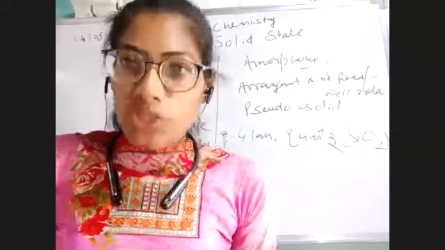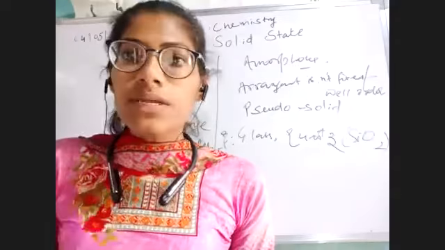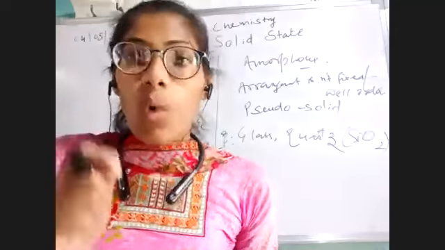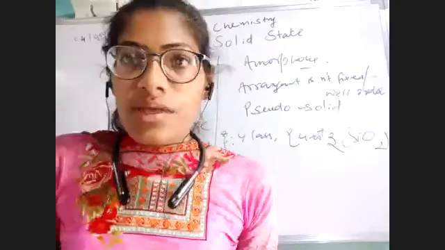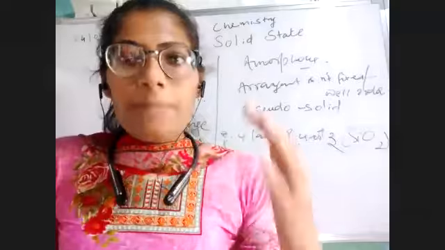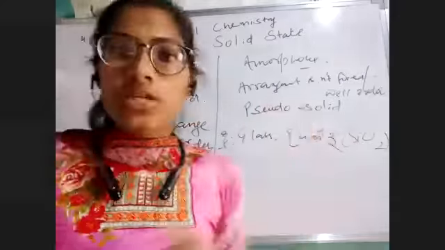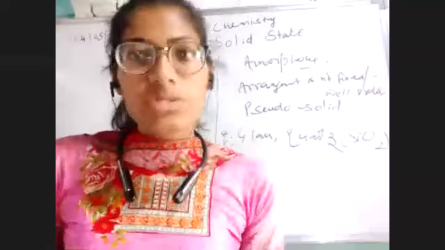This question comes in the board exam too, and it is a very common question: why do old glass windows become thicker at the bottom rather than at the top? The reason behind this is their property, their nature, and they are known as amorphous solids.